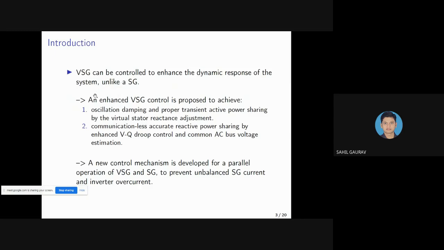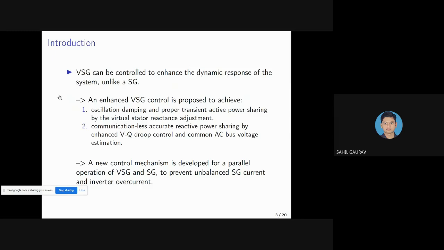There are many enhanced, or you can say new, control mechanisms based on the VSG, where some modification has been done in the basic VSG to enhance its performance. The main motive is to enhance the performance of VSG to increase the microgrid stability and the regulation performance.